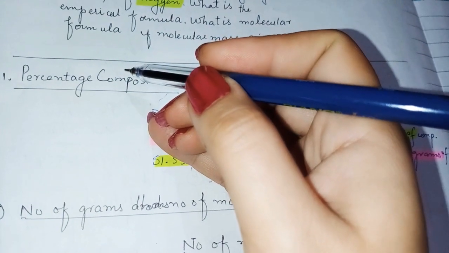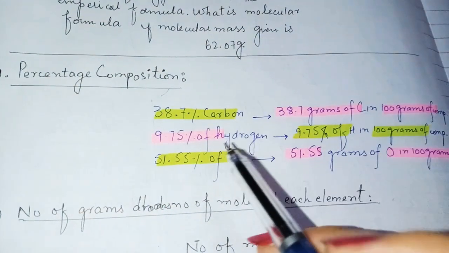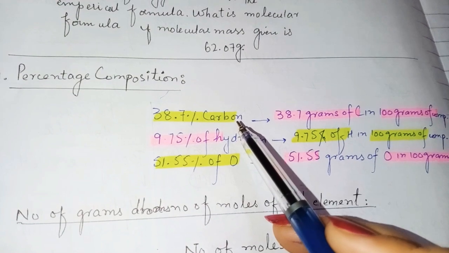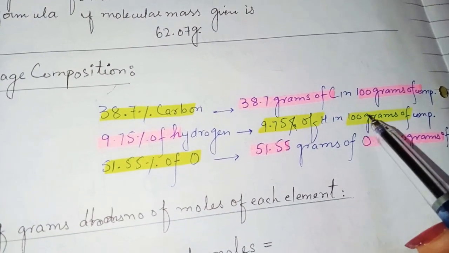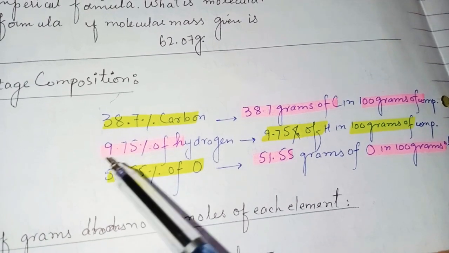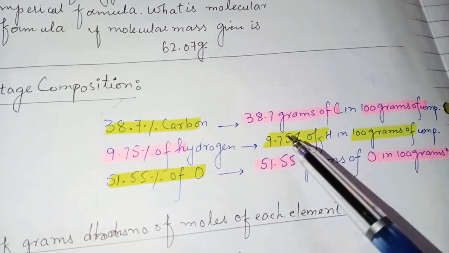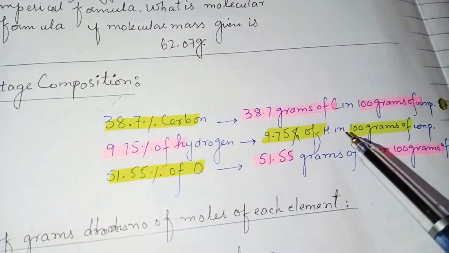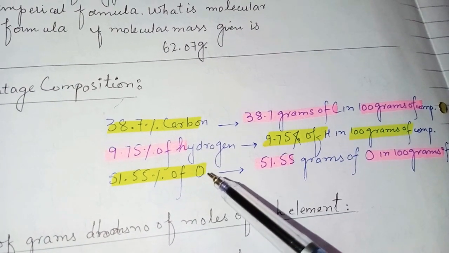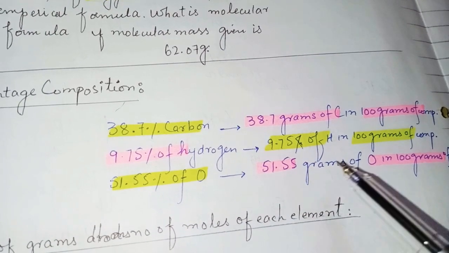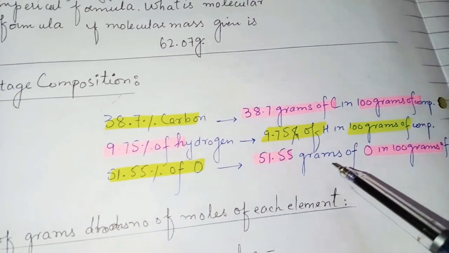So my first step would be percentage composition, and 38.7% of carbon means 38.7 grams of carbon in 100 grams of compound. 9.75% of hydrogen means 9.75 grams of hydrogen in 100 grams of compound, and 51.55% of oxygen means 51.55 grams of oxygen in 100 grams of compound.